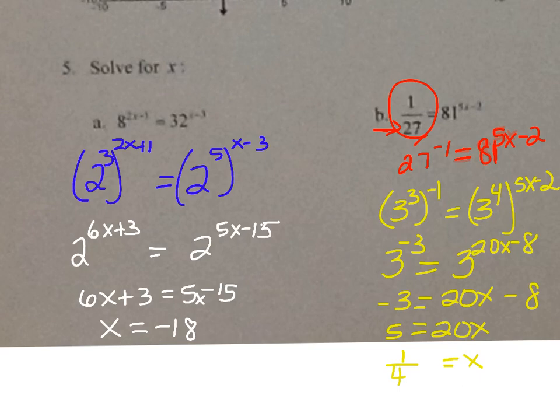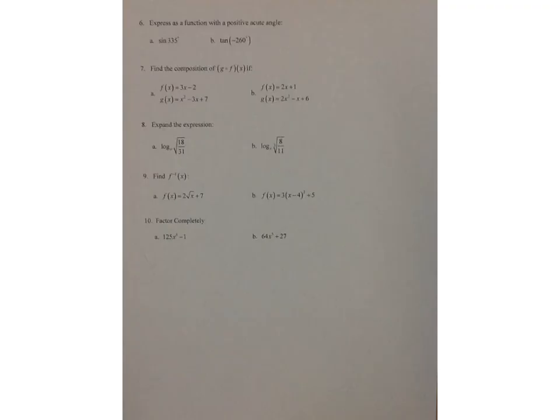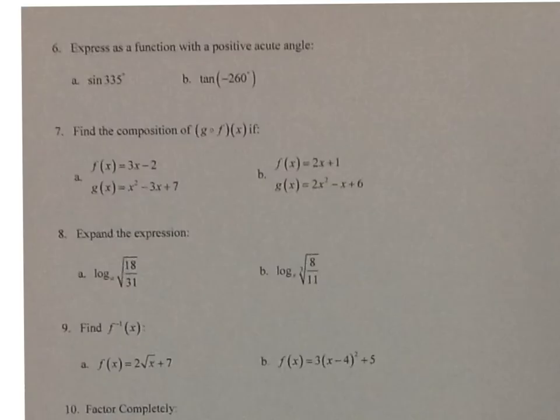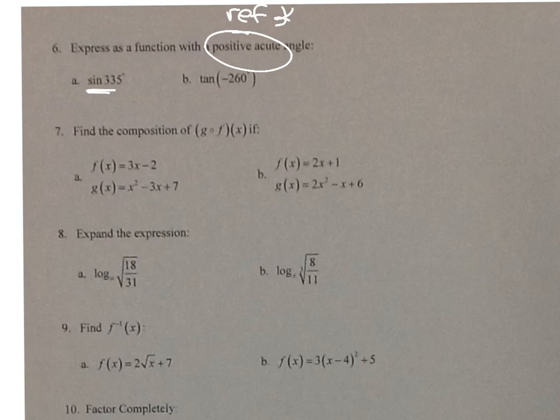Okay, so let's take a look at what's going on the flip side. Okay, so we have a trig function here. We have express as a function with a positive acute angle. So first of all, when you see positive acute angle, you want to think reference angle. All right, so I have here sine of 335. So let's first draw a picture. 335, right, that terminates in quadrant 4.